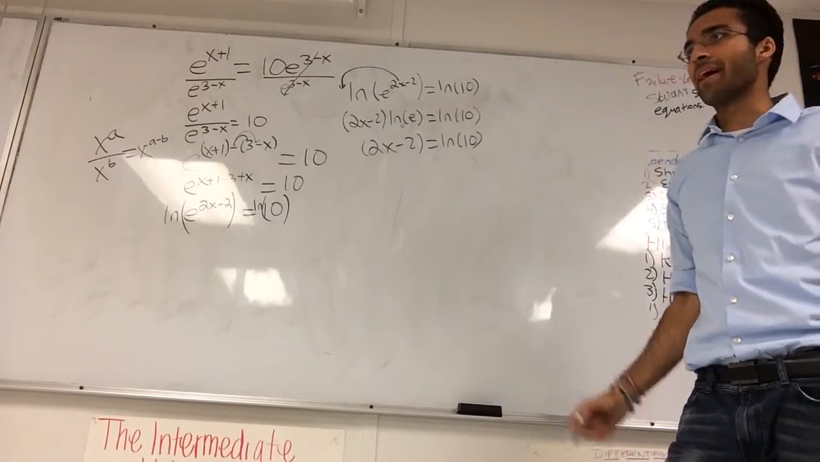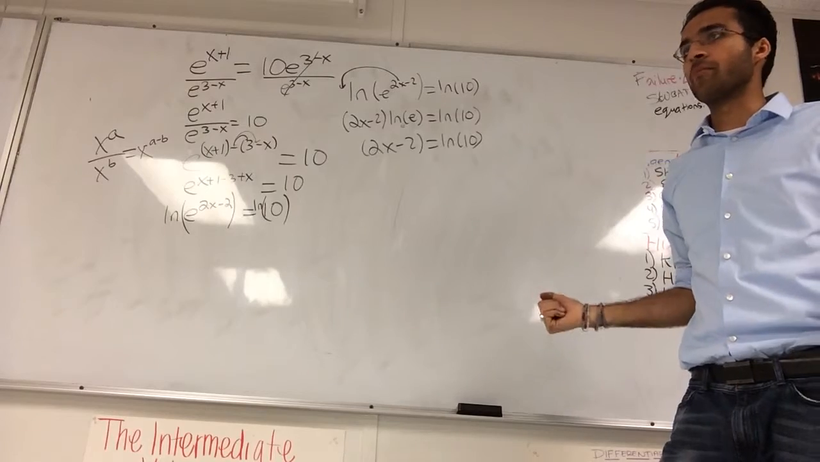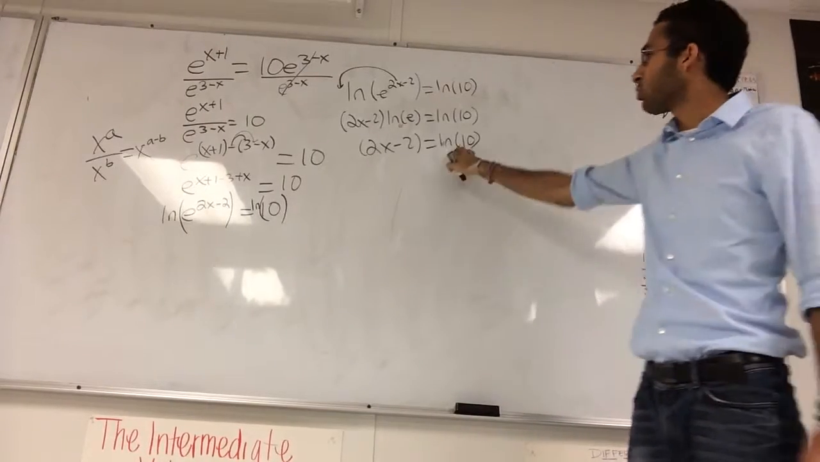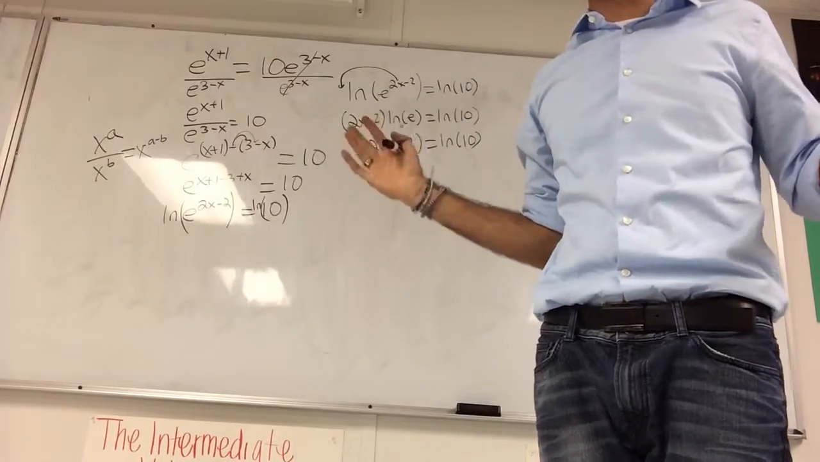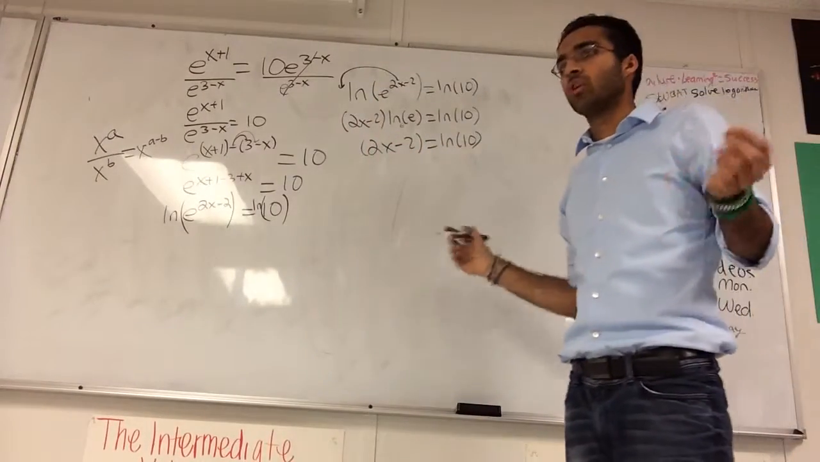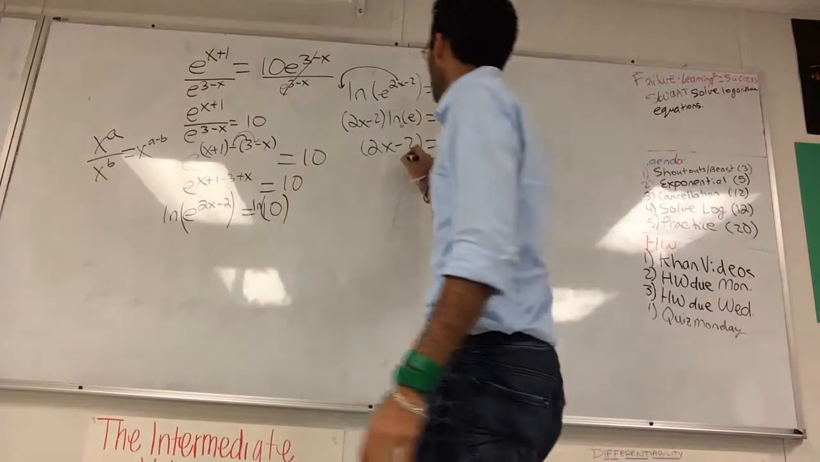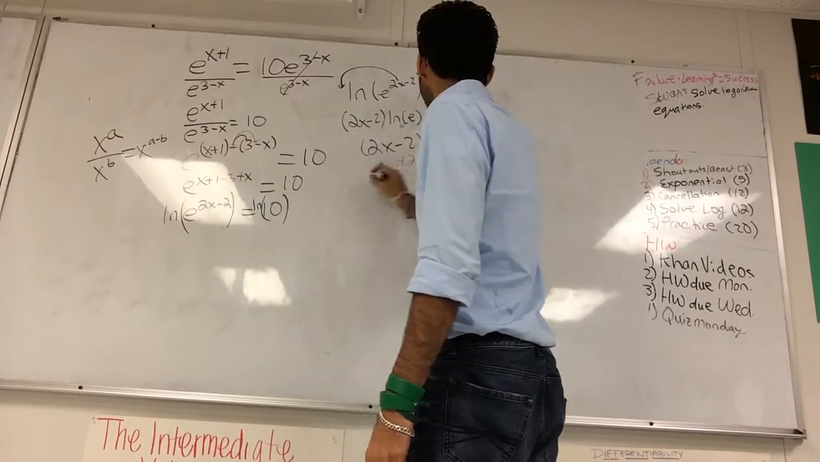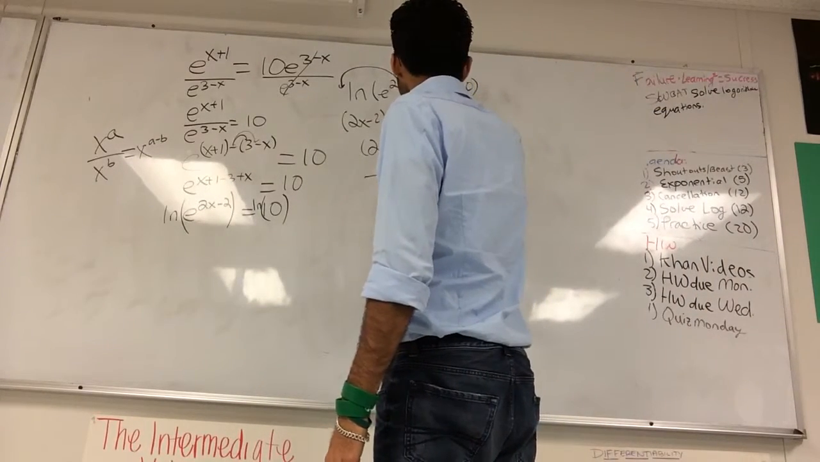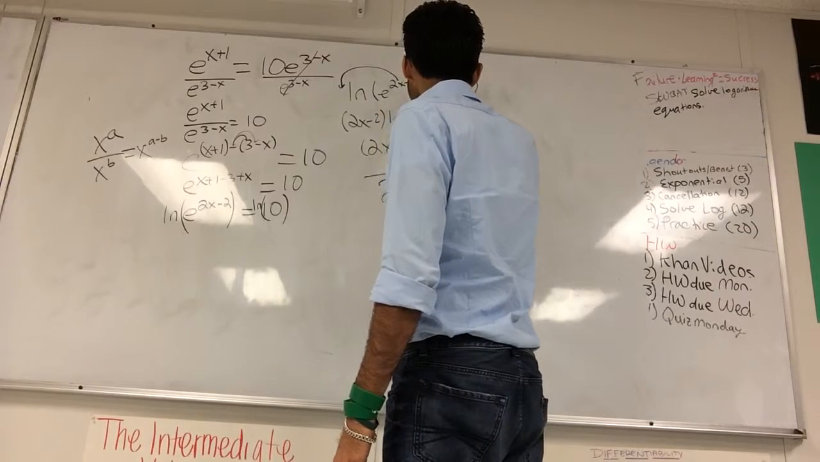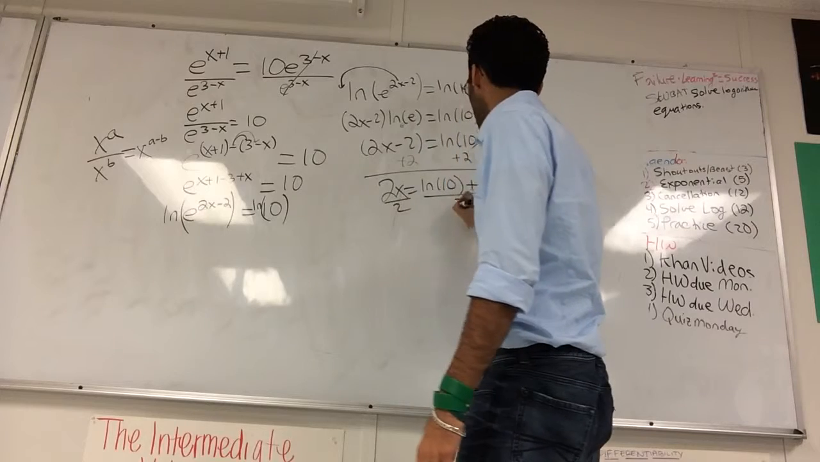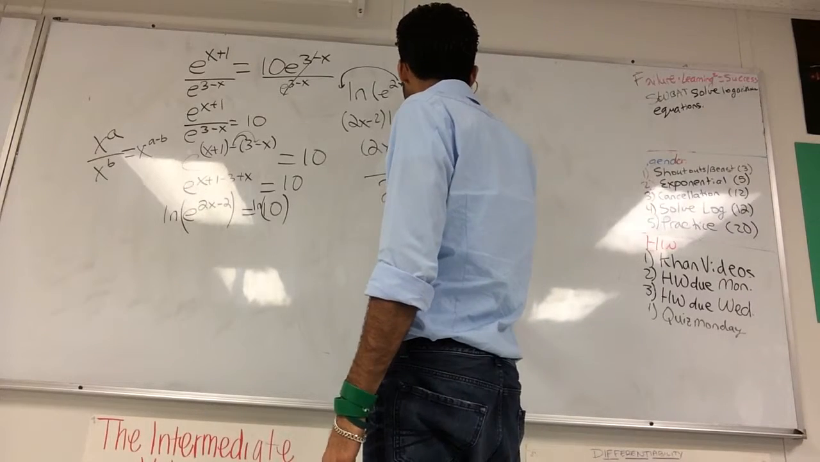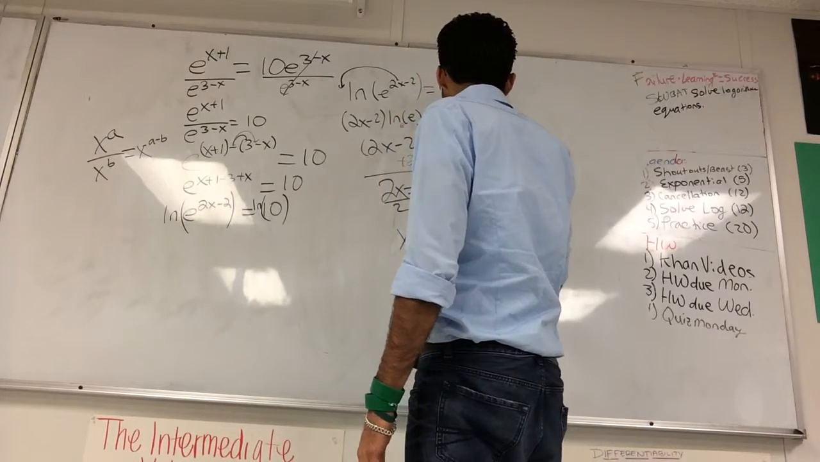And now I'm back to basically something that could have been an algebra problem. Natural log of 10 is a number. I don't really care what it is. Doesn't matter. Solve this just like you would solve any algebra problem. Add 2 to both sides. And I've got 2x equals natural log of 10 plus 2. Divide by 2. And right here, you have our final answer.